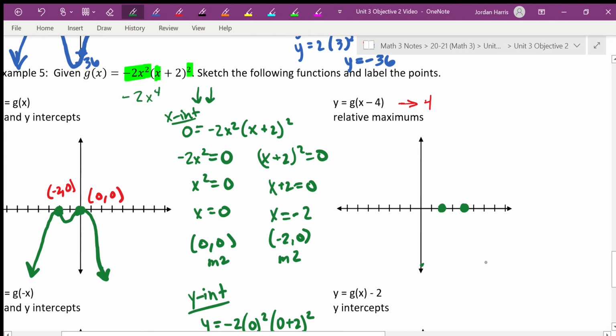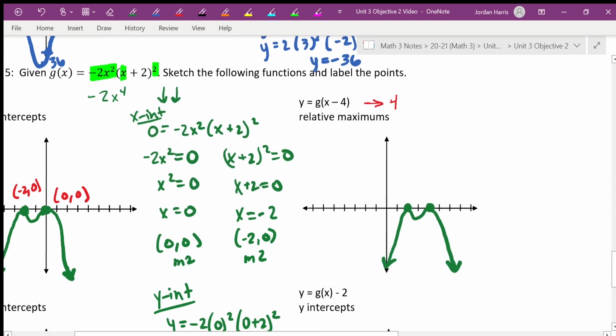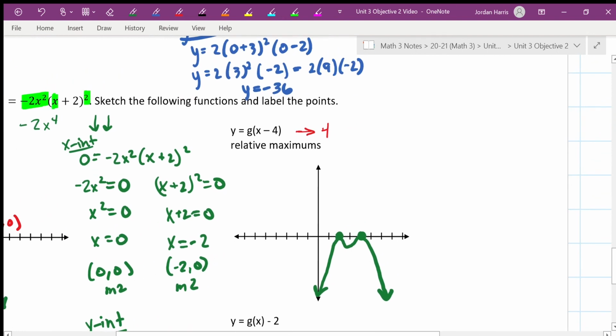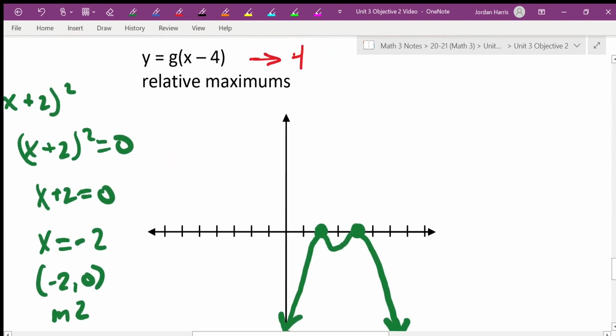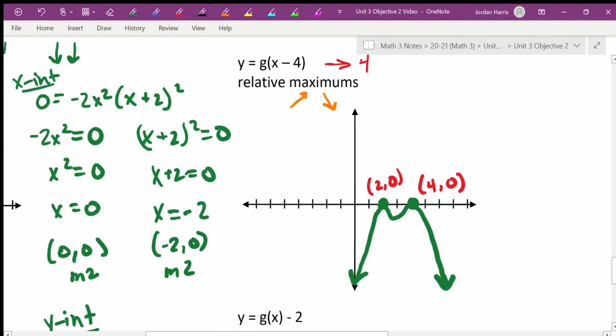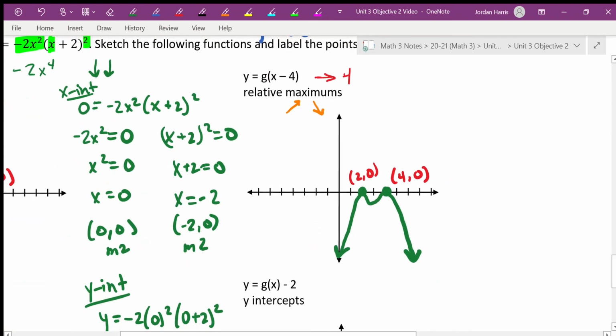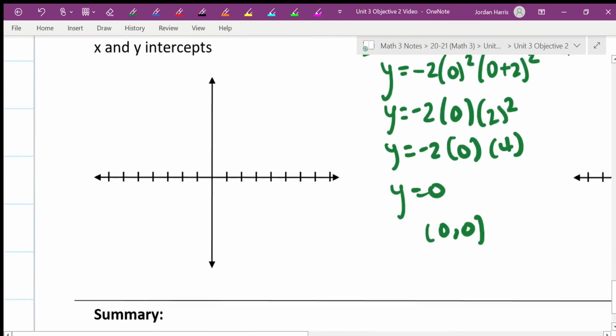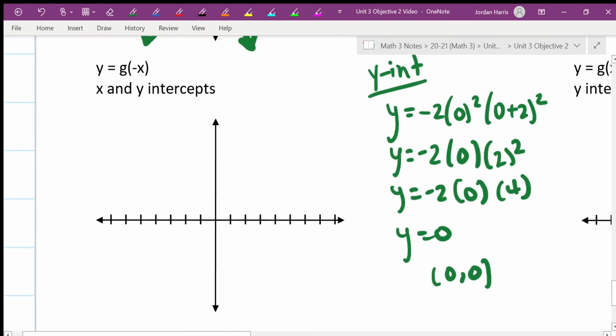Sorry. There we go. It wants me to label my relative maximum. So remember, relative maximum is where you're increasing before and decreasing after. Any point that's increasing before and decreasing after. So this point right here is one relative max, and that's at positive 2, 0. And then this one is increasing and decreasing, and that's at 4, 0. Okay, so you need to know the terms from last unit, like relative max and min. You need to know how to shift with all of our graphs. It's going to come up every unit, really.